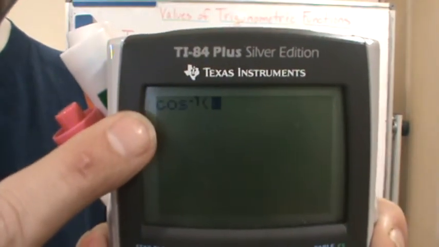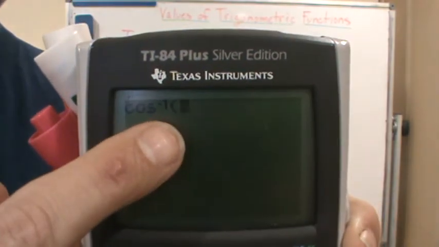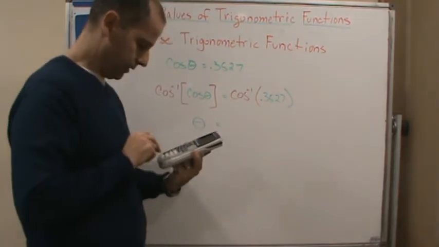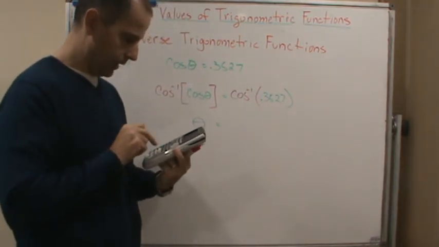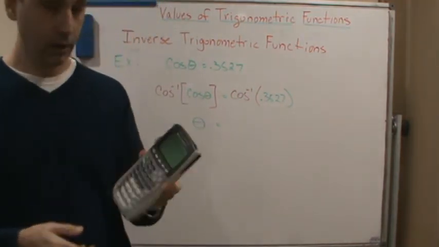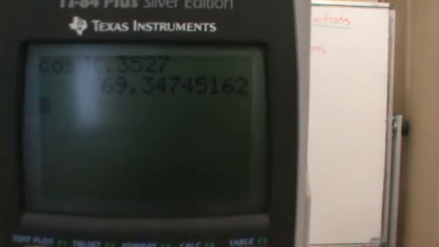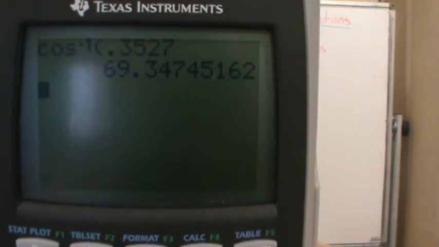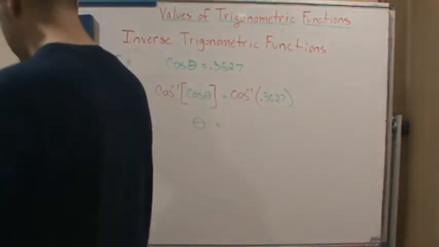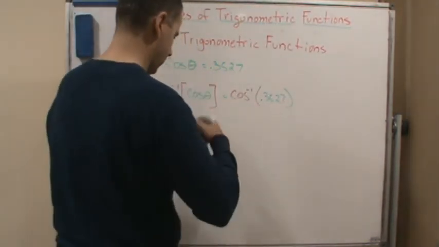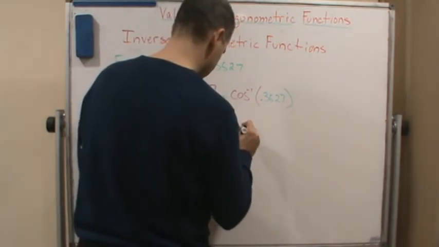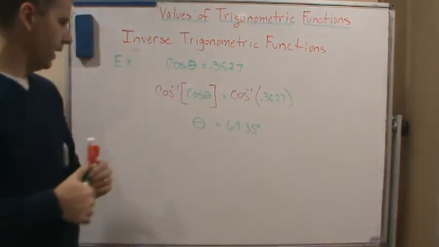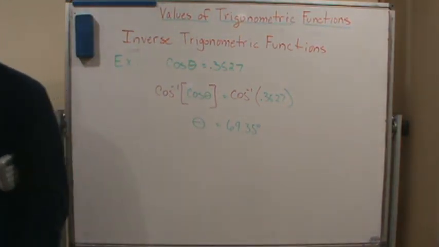And so now I've got the inverse cosine, and so now all I have to do is put in the 0.3527 and then hit enter. And so this is the answer I get, which is approximately 69.35 degrees. Okay, and so that's the approximate measurement of the angle.